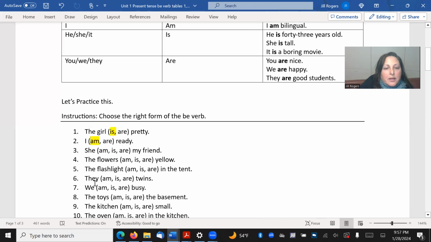Okay. They am twins. They is twins. They are twins. Okay, so you ask yourself, is this singular or plural, and where does it go on here?